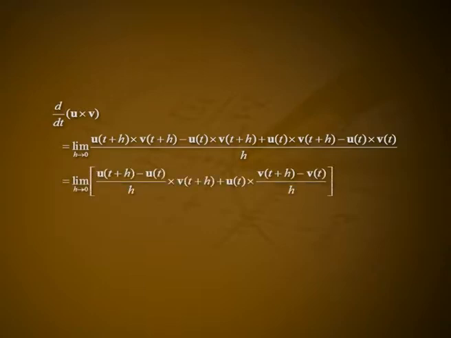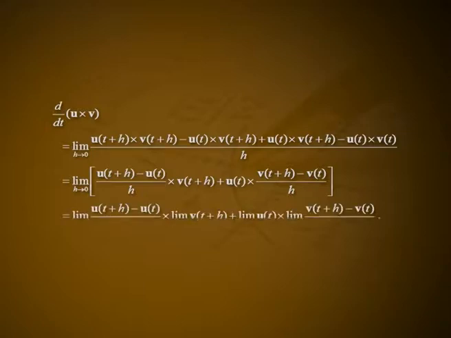is equal to the limit as h tends to 0 of [u(t+h) minus u(t)] divided by h cross v(t+h), plus u(t) cross [v(t+h) minus v(t)] divided by h, which is equal to the limit as h tends to 0 of [u(t+h) minus u(t)] by h, cross the limit as h tends to 0 of v(t+h), plus the limit as h tends to 0 of u(t) cross the limit as h tends to 0 of [v(t+h) minus v(t)] divided by h.